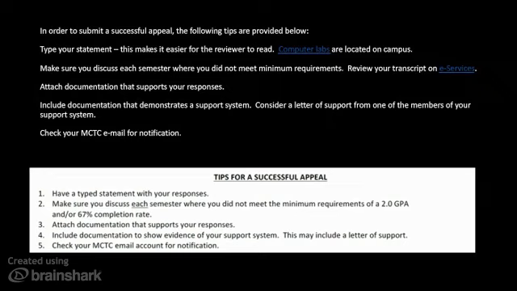Many students consider a letter of support from one of their support system members. This could be a family member, a friend, a neighbor, or a coworker. Be sure that that support person also signs their letter. And finally, be sure that you check your MCTC email for all notifications.